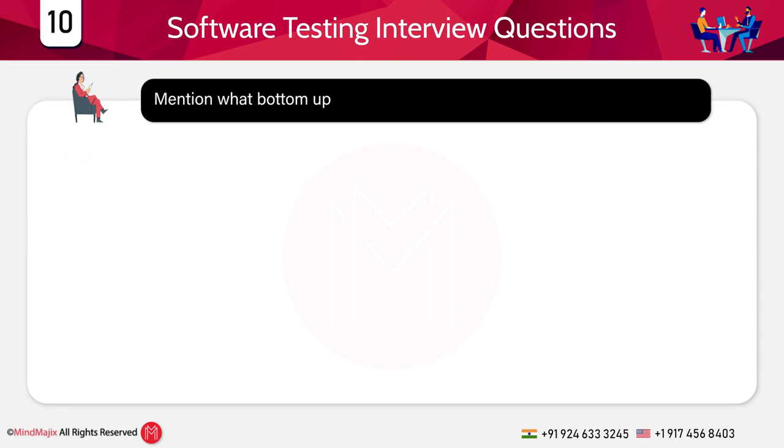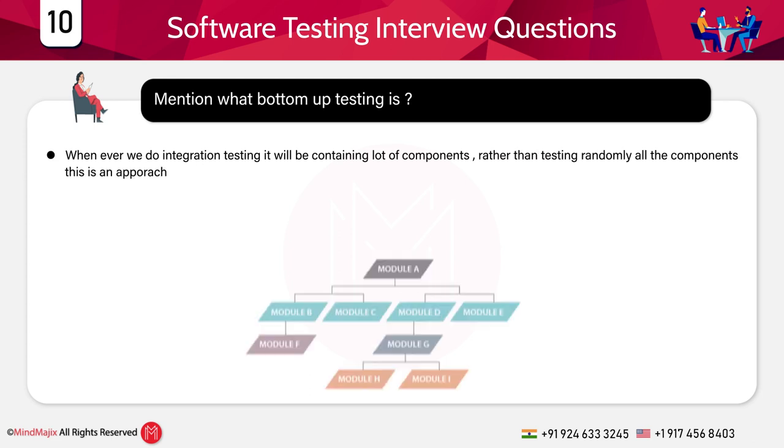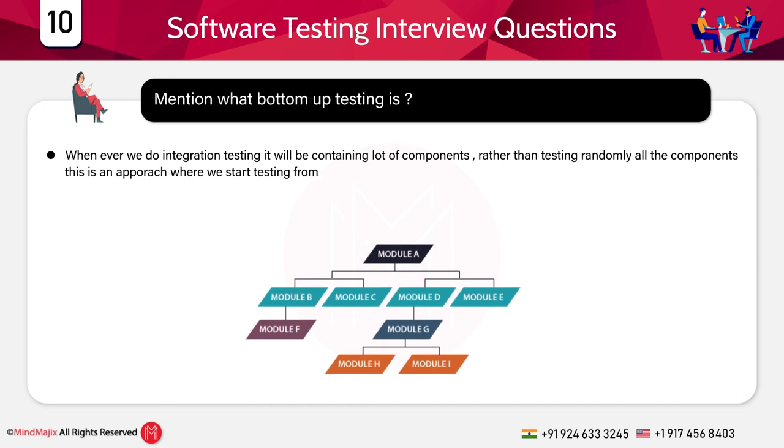Mention what bottom-up testing is. It is one of the techniques in integration testing. Whenever we do integration testing, it will contain a lot of components. So rather than testing all the components randomly, this is an approach where we start testing from the lowest level component, which is the smallest component. The smallest of all components will be tested first.